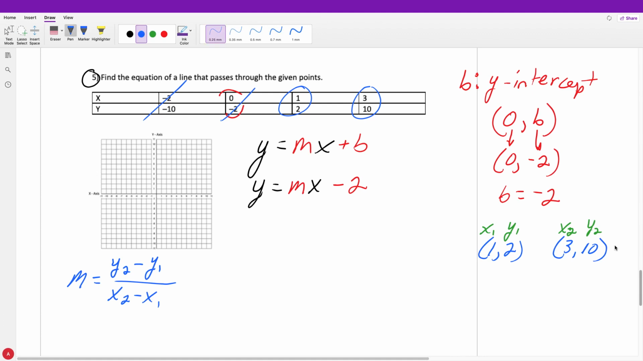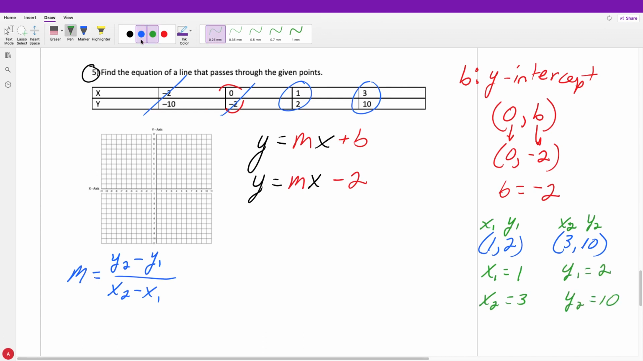And as I said before, I would get in the habit for now, until you get really comfortable, of writing out explicitly, well, my x1 is equal to 1, my x2 is equal to 3, my y1 is equal to 2, and my y2 is equal to 10. Explicitly write this out because it'll make it a little bit easier for you when you're substituting in to make sure we're substituting in properly.